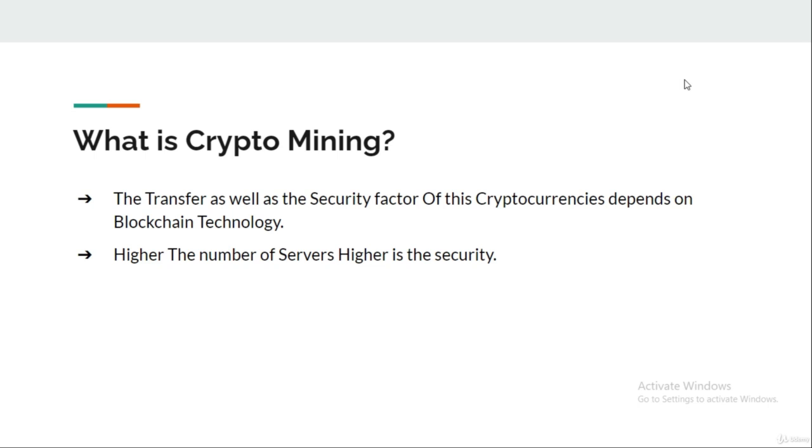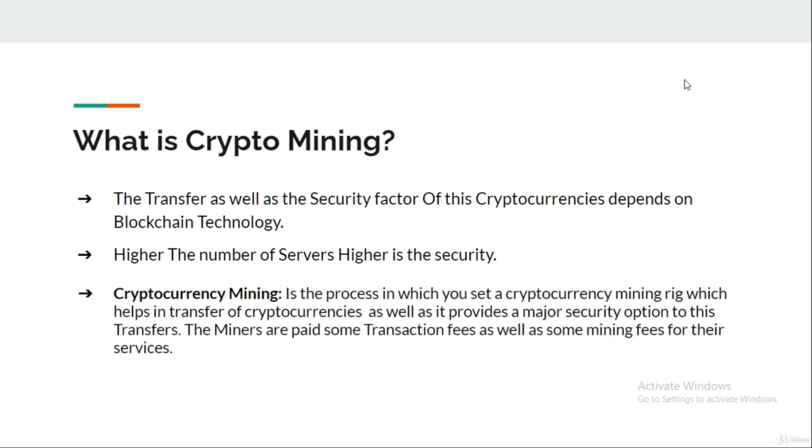So what exactly is crypto mining? Crypto mining is the process in which you set up a cryptocurrency mining rig, which mainly consists of some computer parts joined together, which helps in the transfer of cryptocurrencies by setting up a server, as well as providing a major security option for these transfers. These miners are paid some transaction fees as well as some mining fees for their services.